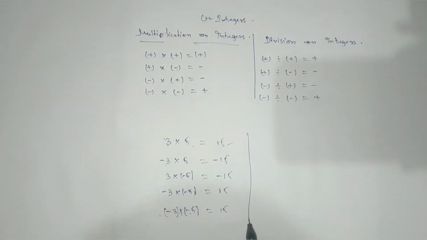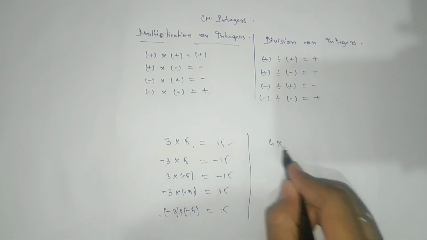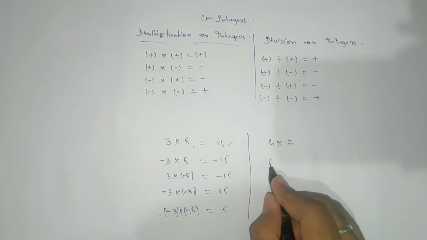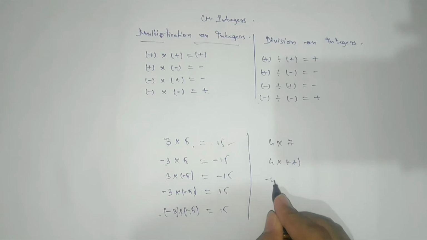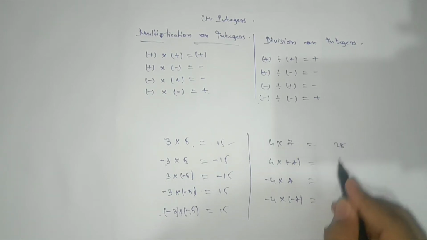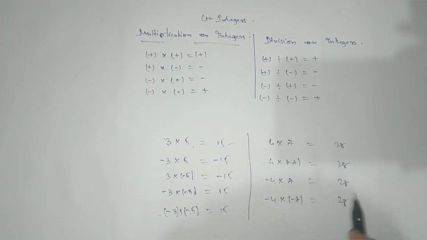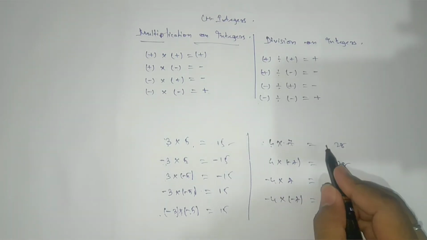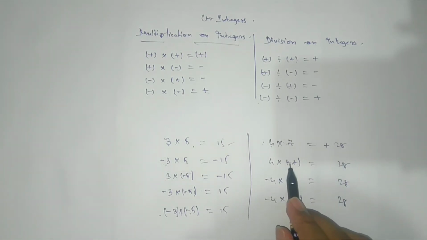Now we'll go for another problem like 4 into 7. If we go like this: 4 into minus 7, minus 4 into 7, and minus 4 into minus 7. In all cases we are getting 28, because 4 sevens are 28. After that, just see here, both symbols are positive, so we get positive. For positive, we will not write plus, no problem. Here one minus and one plus, we'll get minus. Here also one minus and one plus, we'll get minus. Both are negative, that means plus.